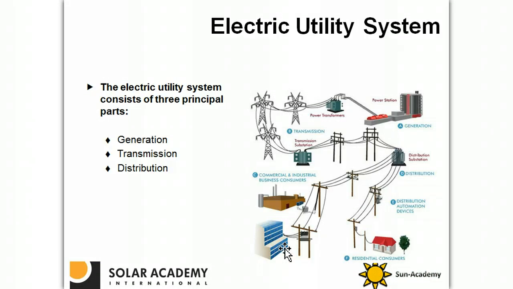The electrical utility system consists of three provisional parts: generation, transmission, and distribution, collectively known as the grid.